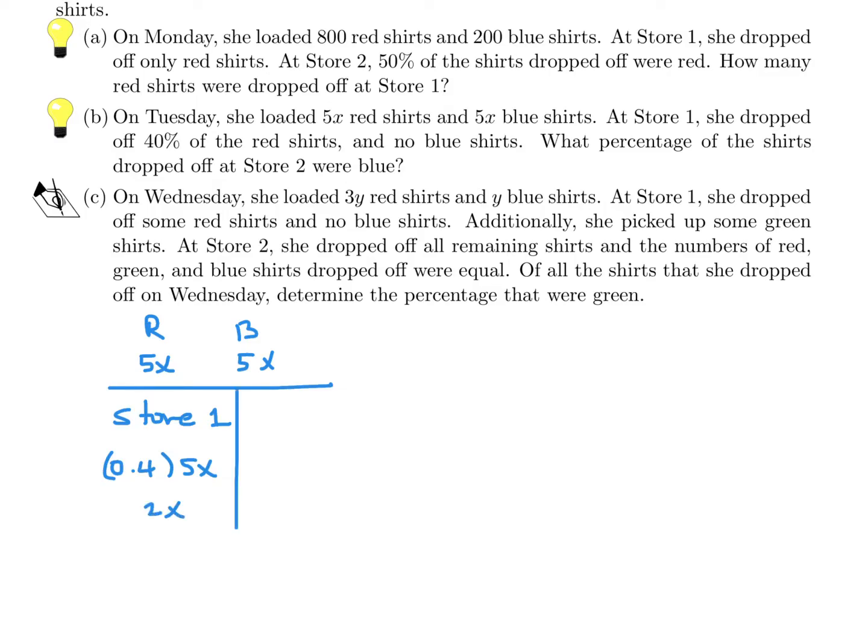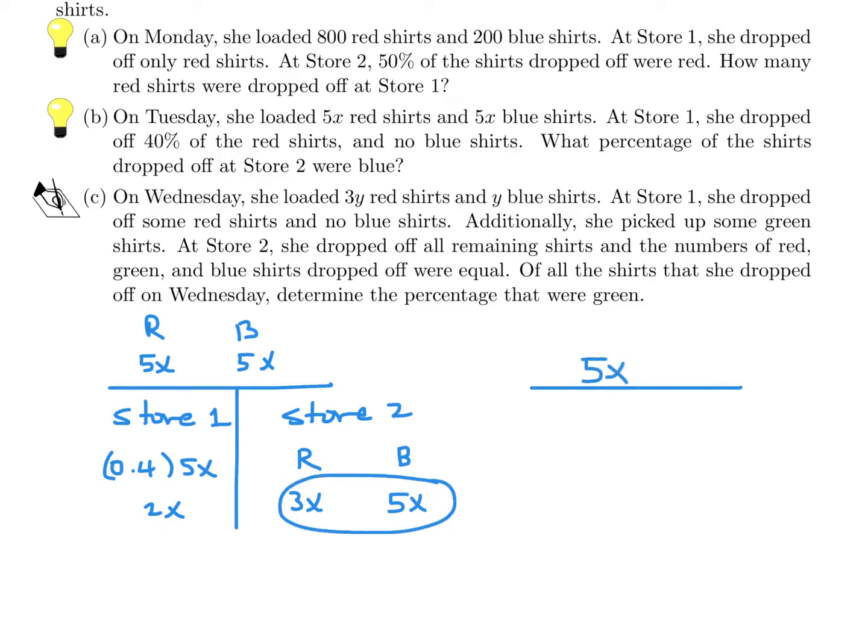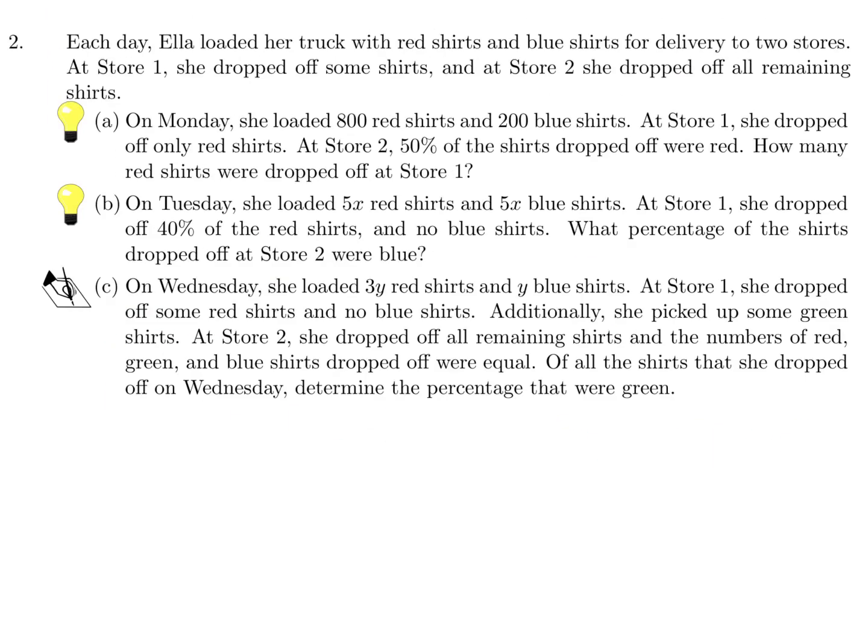Okay. So then we get to store 2. And what we have left of the red are 3X. And what we have left of the blue are 5X. Right? So they're saying what percentage of the shirts that are dropped off are blue? Well, the blue is 5X, and the total is 3X plus 5X. So that looks like 5X over 8X. The X's cancel, and we get 5 over 8. Now 5 over 8, they want it as a percentage, so that is going to be 62.5%.